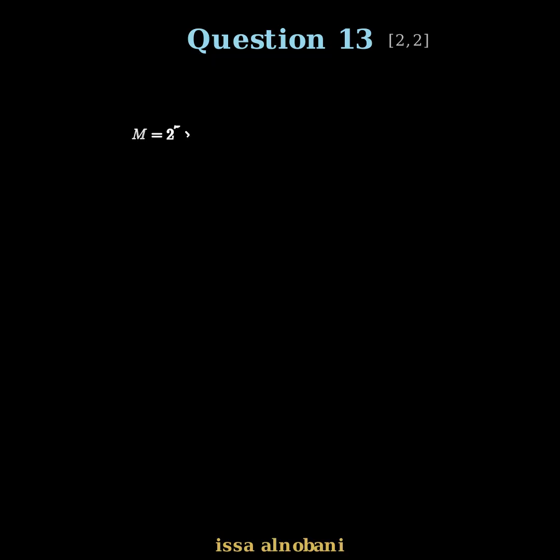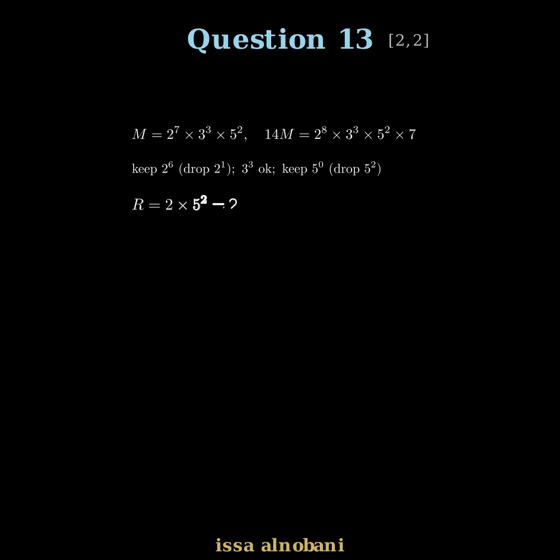Question 13. 14 is 2 times 7, so 14m gains one more factor of 2 and one factor of 7, giving 2 to the 8 times 3 cubed times 5 squared times 7. For 4m over r to be a perfect cube, every exponent left over must be a multiple of 3. We keep 2 to the 6 and remove 2 to the 1. The exponent of 3 is already a multiple of 3. We keep 5 to the 0 and remove 5 squared. So the smallest positive r is 2 times 25, which is 50.